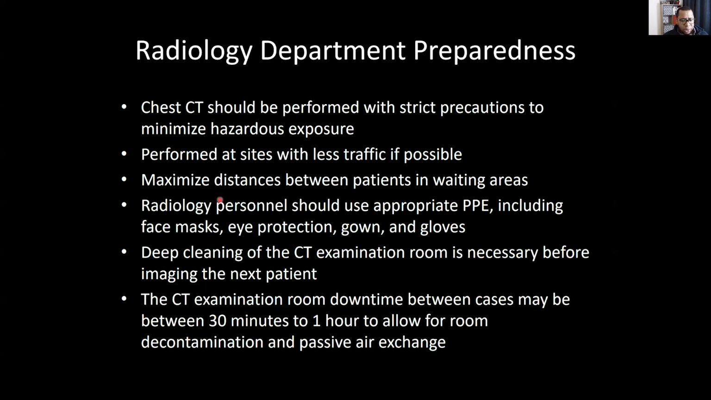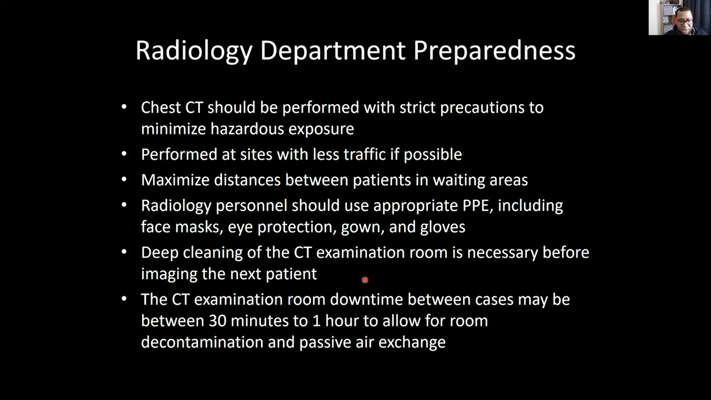So just closing with this, what should radiology departments do to prepare? I know everyone is probably already ready, but chest CT should be performed with strict precautions to minimize hazardous exposures. Perform at sites with less traffic if possible to avoid exposure of other patients and staff. Maximize distances between patients in waiting areas. Radiology personnel should use appropriate PPE, including face mask, eye protection, gown, and gloves, right? We need to protect our technologists who help us perform these scans.